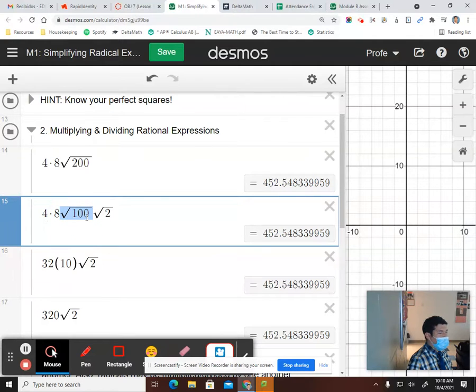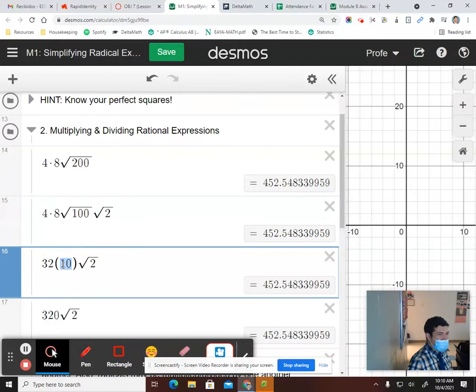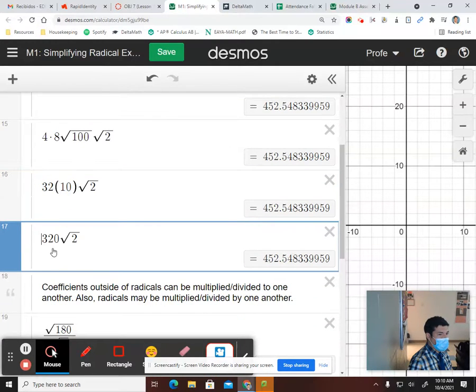I like to have large perfect squares as my factors because I can simplify them. What's the square root of 100? 10. Okay? So I end up with 32 times 10 times the square root of 2. The square root of 2 cannot be simplified anymore. It does not contain any perfect square factors. All right? That's how you know you're done simplifying. So last thing, 32 times 10 is 320.